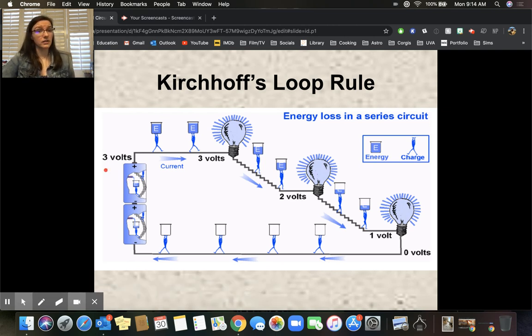That is Kirchhoff's loop rule, and that is everything you need to know about series circuits.